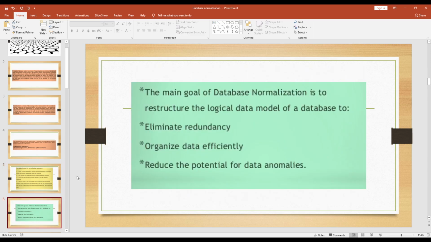The main goal of database normalization is to restructure the logical data model of a database to eliminate redundancy, organize data efficiently, and reduce the potential for data anomalies.